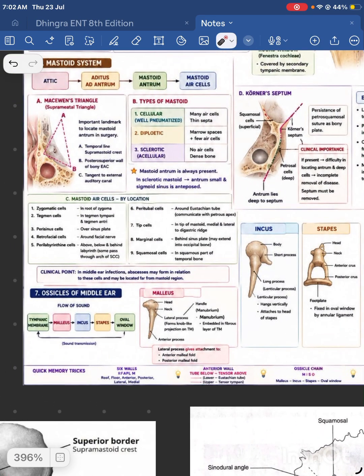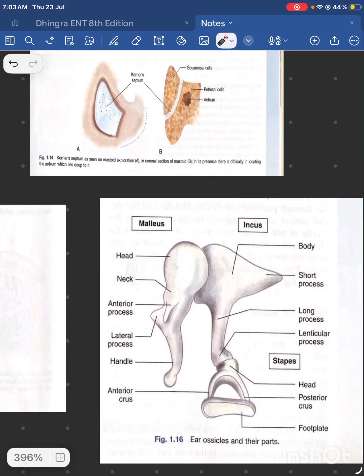Next thing is the ossicles of the middle ear. First of all, how does sound transmission happen? It goes first to the tympanic membrane, then the malleus, incus, stapes, then the oval window. This is how sound transmission happens. If you see the malleus, this is the malleus. You have a head, a neck, an anterior process, a lateral process, and a handle.